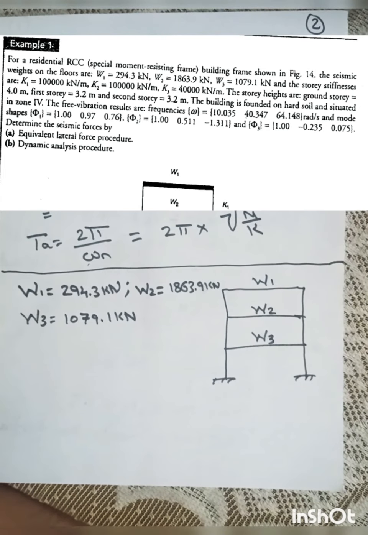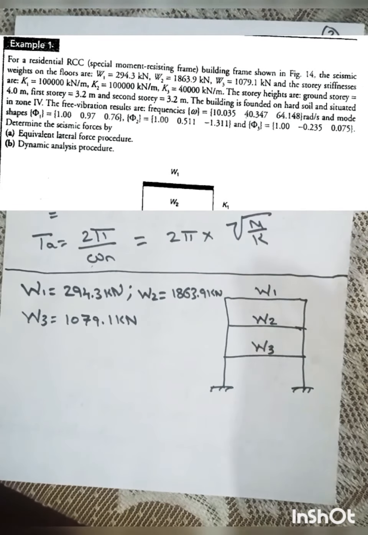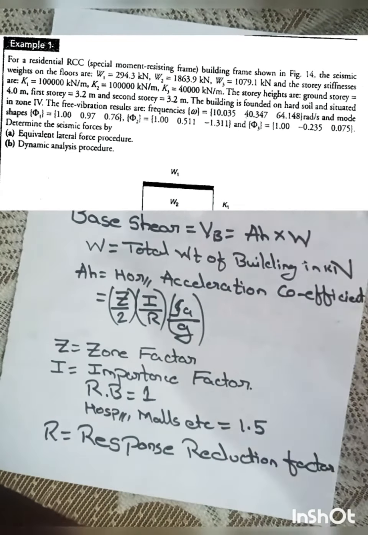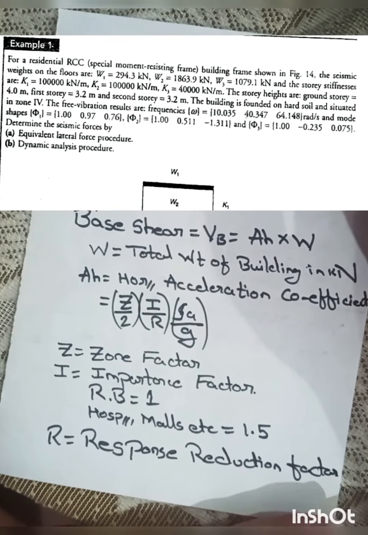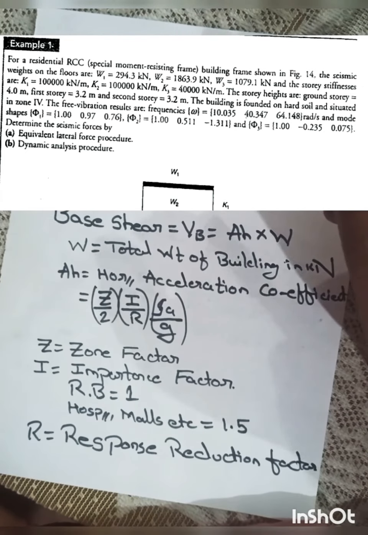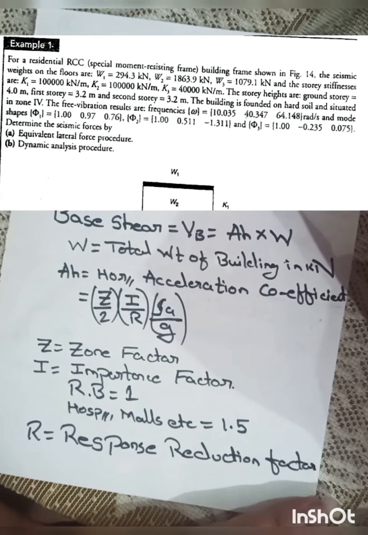So we have different free vibration results also given in this problem. These are used for dynamic analysis. Okay, so as said earlier, we have two methods. That is, one is static analysis and other is dynamic analysis. Static analysis is used for low structures. For high-rise structures, we generally prefer dynamic analysis because this is more accurate.